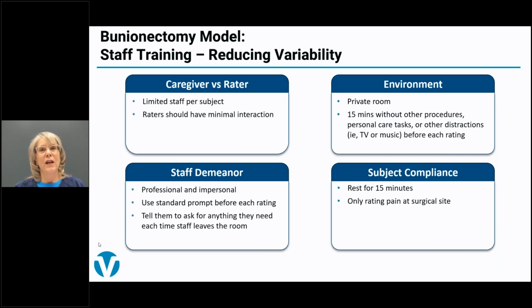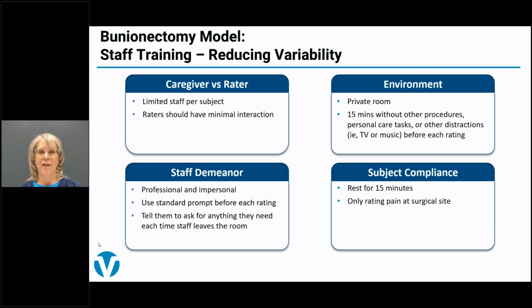we can see some ways that we can reduce the variability. We have different staff that are providing different roles in the study. We have caregivers who are doing everything from assisting the volunteer to use the restroom, getting their meals, any personal hygiene items that they might need. They're keeping them comfortable and happy in the clinical setting. Our raters, on the other hand, are those people who have very limited interactions because we don't want our demeanor to affect their rating scores.